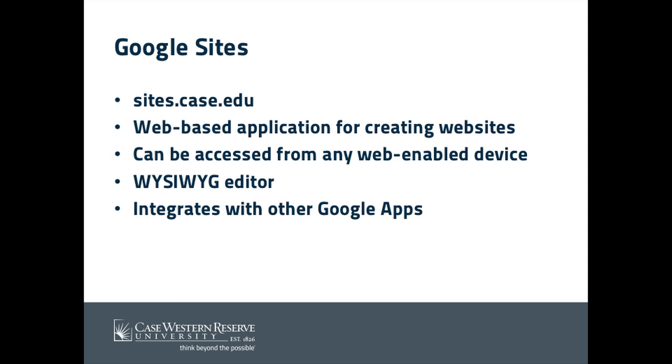Google Sites is part of the Google Apps for Education suite of services that we have available to us at Case Western Reserve. You can get to it right now at sites.case.edu. You'll log in with your network ID and password. It is a web-based application for creating websites. It can be accessed from any web-enabled device, so there's no software to download, and you could be on any computer in the world. As long as you can go to sites.case.edu and log in, you'll be able to use the Sites interface. It has what we call a WYSIWYG editor, which means what you see is what you get. So it's very intuitive, very easy to use. And this does integrate with other Google apps, specifically Google Docs and Google Drive. And if you joined me last month, then you know what that is.